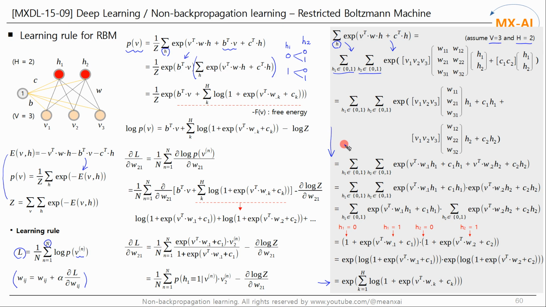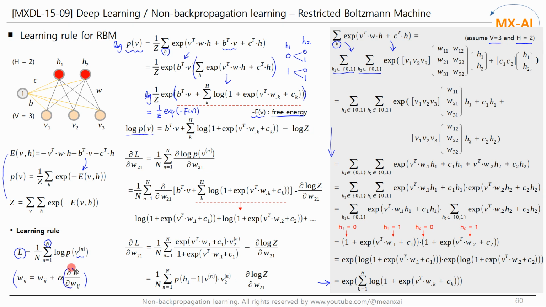The following steps were covered in detail in the previous video, so I won't go into them here. Then, this expression can be written as follows. Here, this expression is also called free energy, negative F of V. Using the free energy, P of V can also be written like this. Taking logarithms of both sides of this equation, the log P of V can be written as follows.